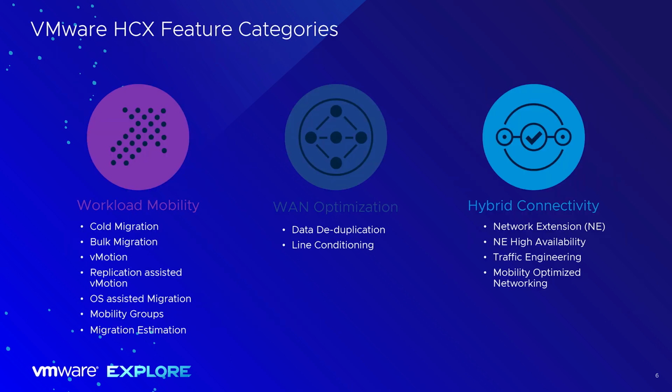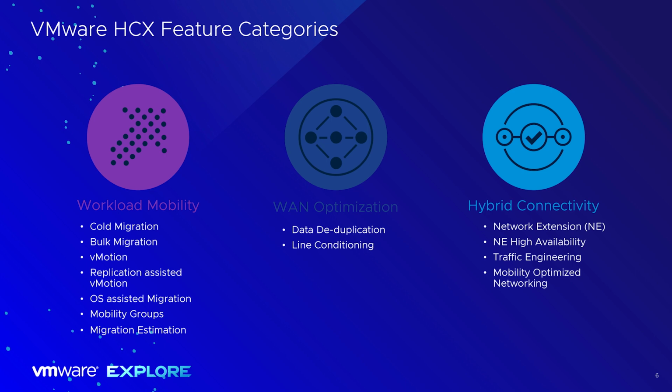These are the main feature categories that we're going to be talking about today. Obviously the workload mobility. These are the migration types that we're going to be talking about today and in the lab. We have cold migration, bulk migration, vMotion, replication assisted vMotion, OS assisted migration, and mobility groups, things of that nature.